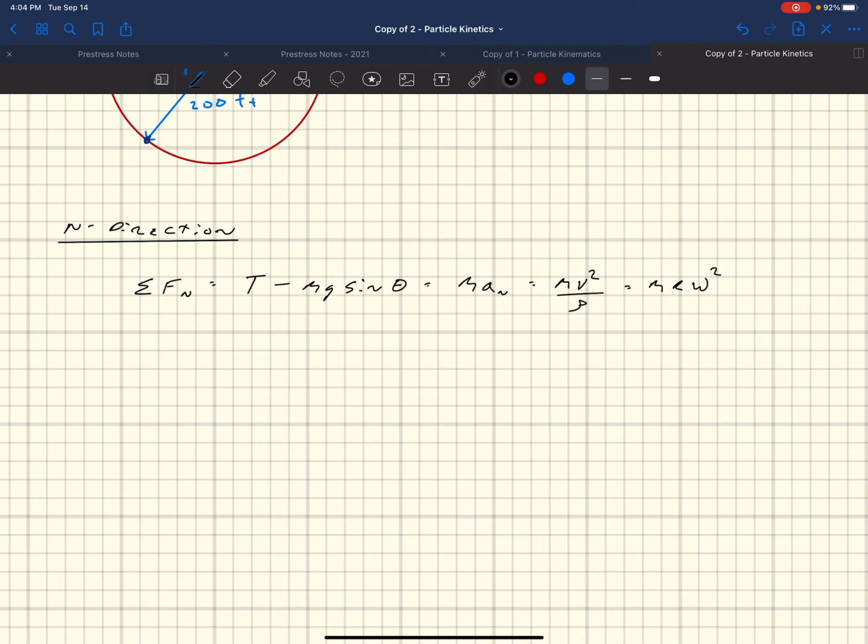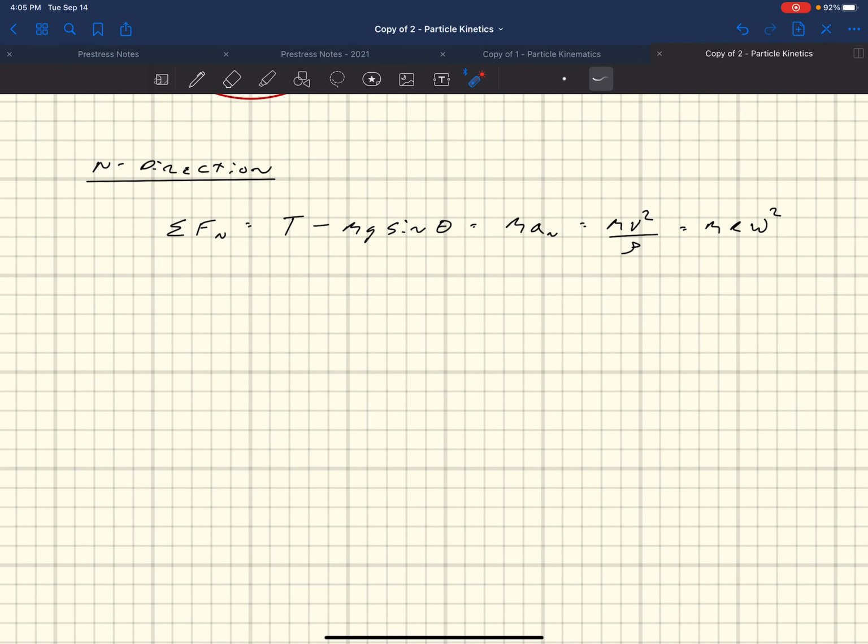Okay, that's that, right? You draw a free body diagram. You write sum of forces is equal to mass times acceleration. You expand the forces by looking at your free body diagram, and you set that equal to whichever form of acceleration we want to use there, times the mass. In this case, I'm going to use this m r omega squared. We'll see that in a second. But that's not enough to solve the problem at this point, right? I can't solve it yet. I've just written down that equation. So now I've got to look in my t direction.